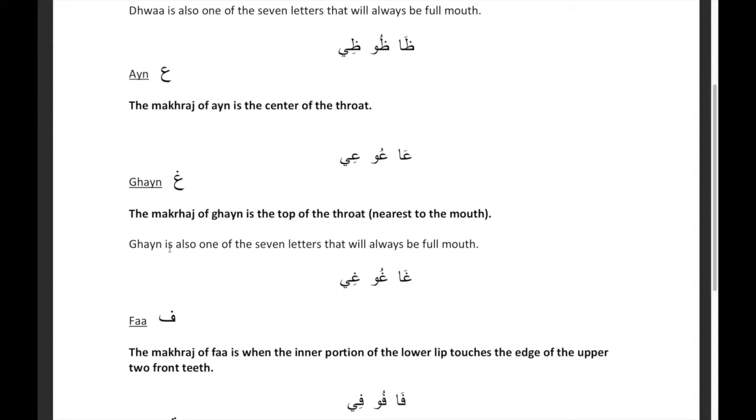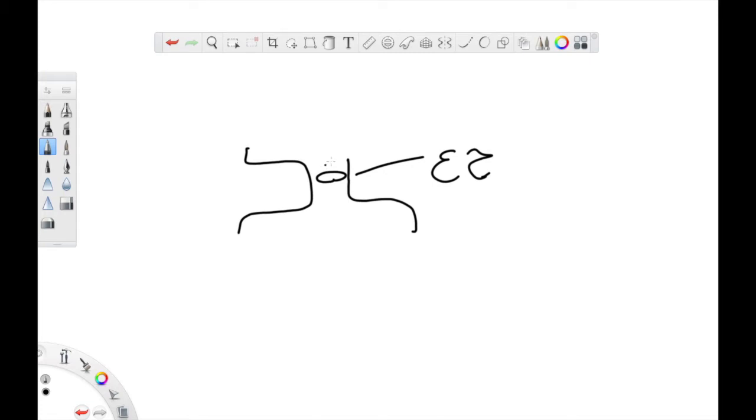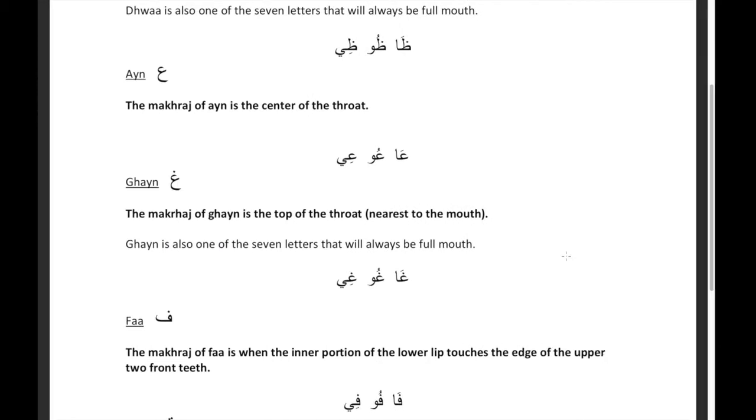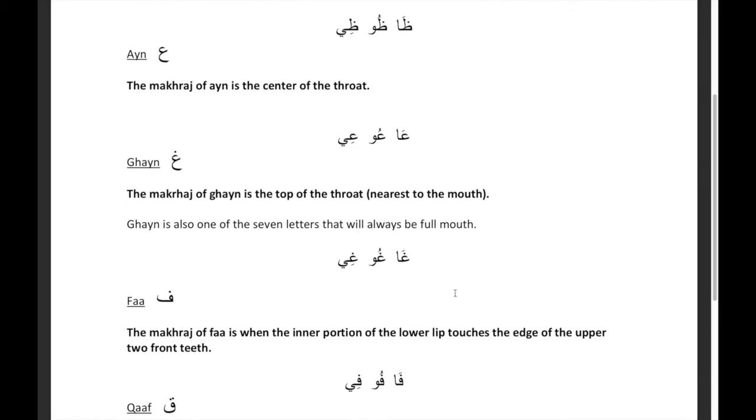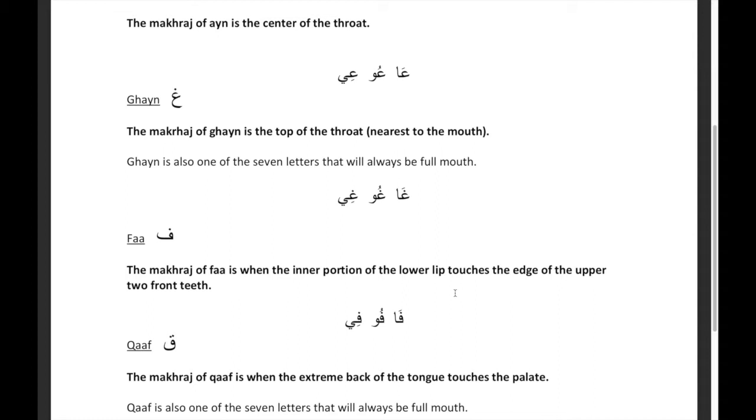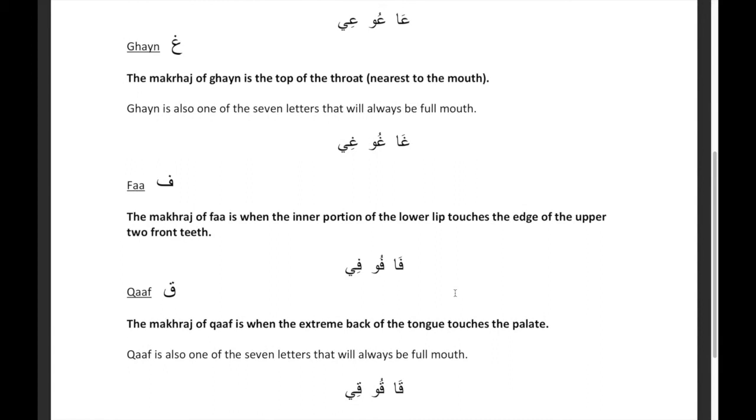And the next letter is Ghain. So the makhraj of Ghain is the top of the throat near to the mouth. Again, this is the second letter from the top of the throat. The first one we did was Kha. So the top of the throat was right here. The 2 letters we did here were Kha and Ghain. Gha, Ghu, Ghi. Ghain is also one of the 7 letters that will be full mouth. At the end, after we finish this chapter, there will be a short acronym so you can remember all the 7 letters. So don't worry too much about that right now.